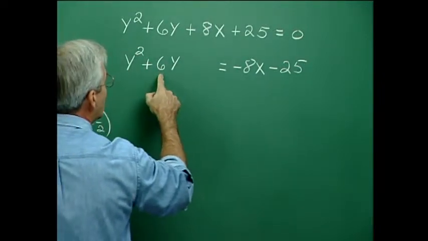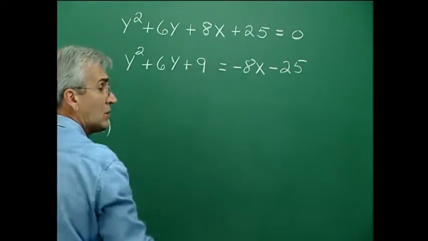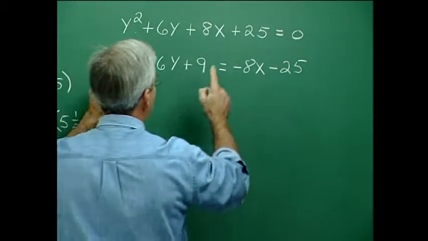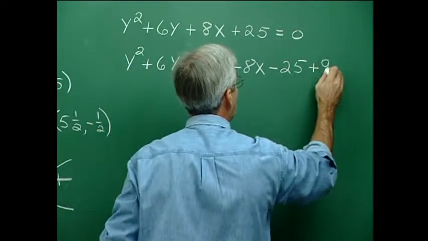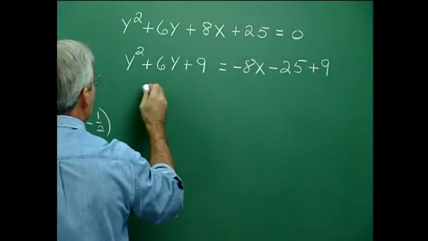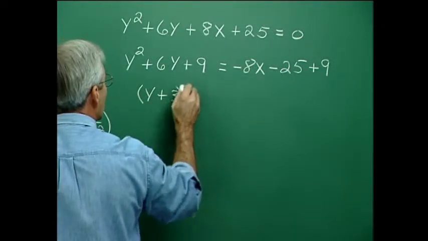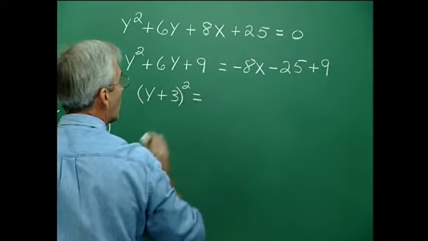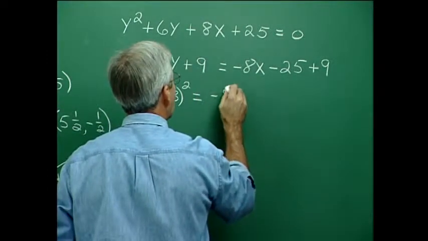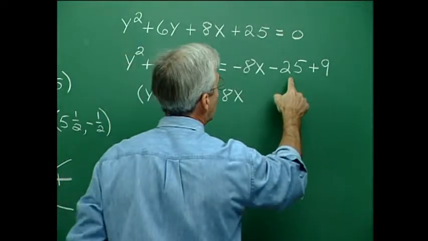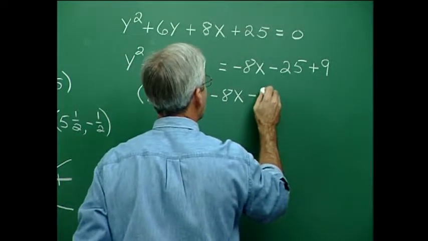All right, half of 6 is 3. 3 squared is 9. So we're adding 9 over here, but we're causing an imbalance in the equation. To maintain the balance, we have to add the same amount over here. So we're going to add 9 on the right side. Now back over here we factor, and as expected we get y plus 3 squared. On the right, we're collecting and so forth, and we get negative 8x, and then negative 25 plus 9, that's negative 16.